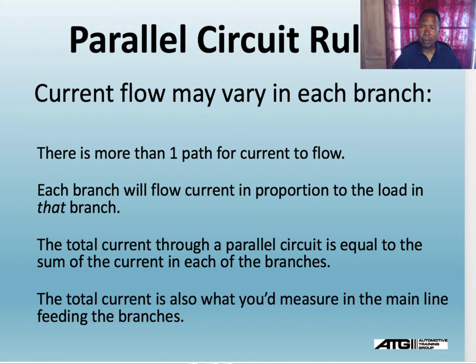Current flow may vary in each branch, like I told you earlier. There's more than one path for current to flow. Each branch will flow current in proportion to the load in that branch. The total current through a branch circuit is equal to the sum of the current in each branch. The total current is also what you'll measure in the main line feeding the branches.